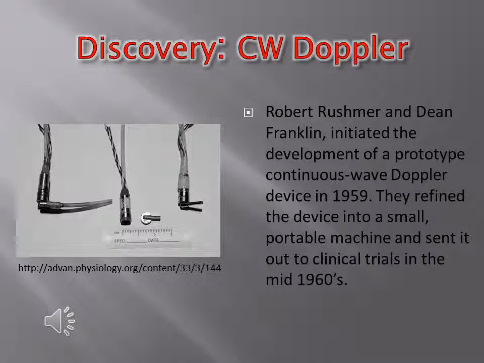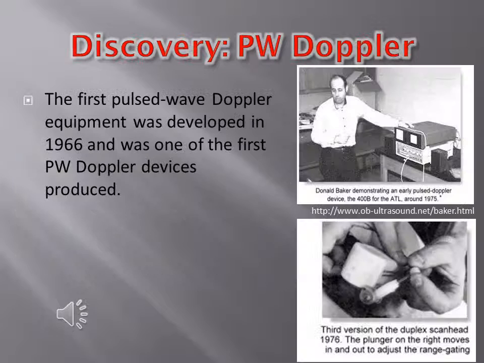Robert Rushmer and Dean Franklin of the University of Washington in Seattle, Washington, initiated the development of a prototype continuous wave Doppler device in 1959, and they reported blood flow assessment using the ultrasound Doppler frequency shift. They refined the device into a small portable machine and sent it out to clinical trials in the mid-1960s.